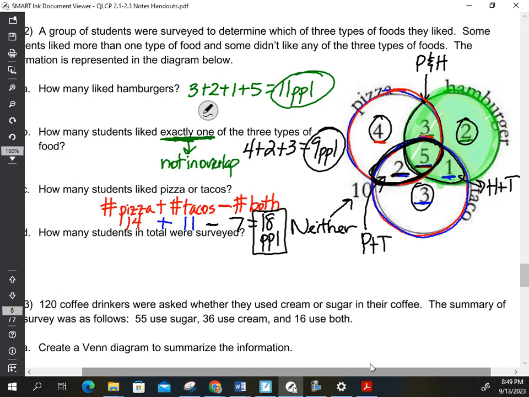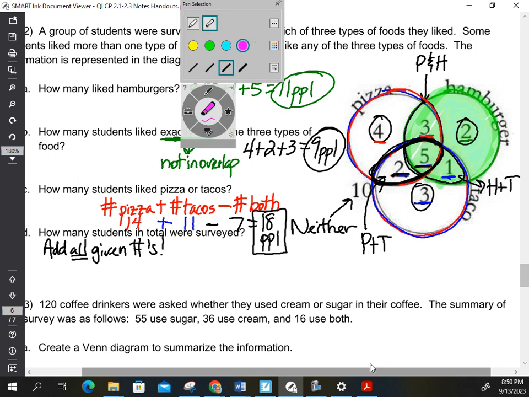And that will actually make a lot more sense in our next unit when we're dealing with probability and statistics. So when we switch to probability and statistics, that's going to make a lot more sense. Last but not least, how many students in total were surveyed? So that's the simplest one in the book here, because we add all the given numbers. That one we just add all the given numbers together. So that's going to work out perfectly for us.